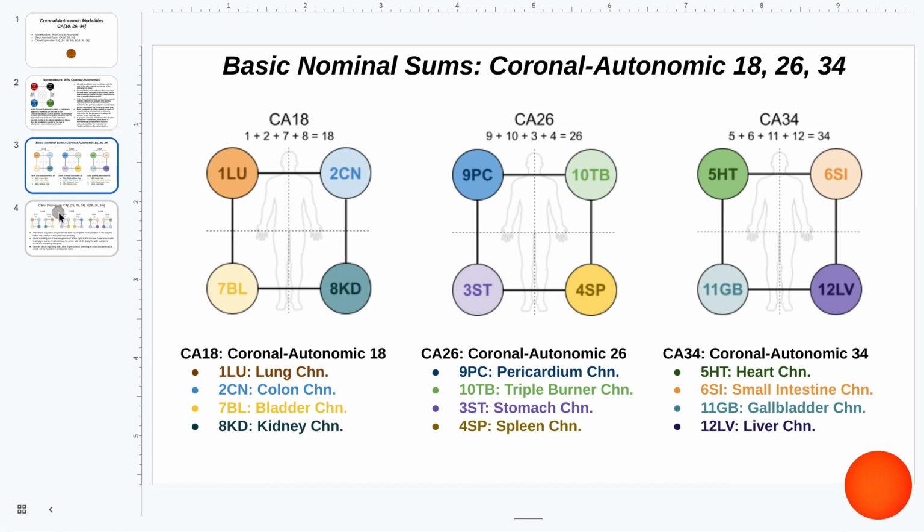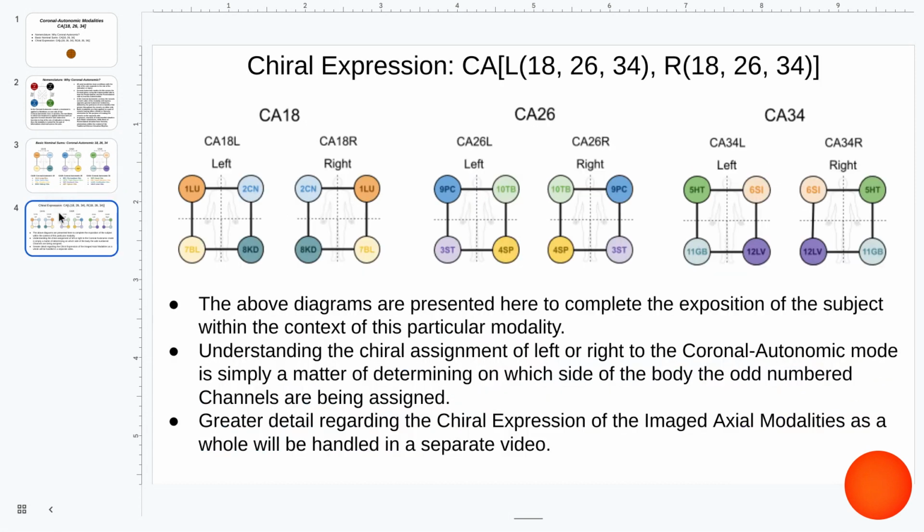Slide 3, Chiral Expression. The above diagrams are presented here to complete the exposition of the subject within the context of this particular modality. Understanding the chiral assignment of left or right to any one given modality in the coronal autonomic context is simply a matter of determining on which side of the body the odd-numbered channels are being assigned. Greater detail regarding the chiral expression of the imaged axiomodalities as a whole will be handled in a separate video.